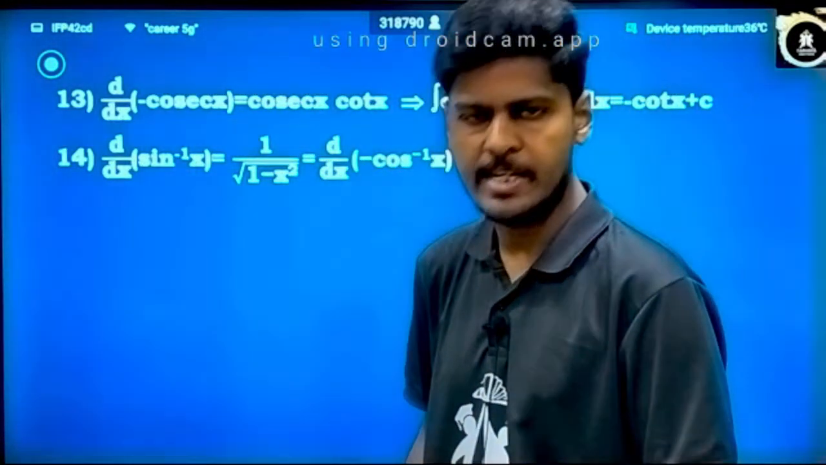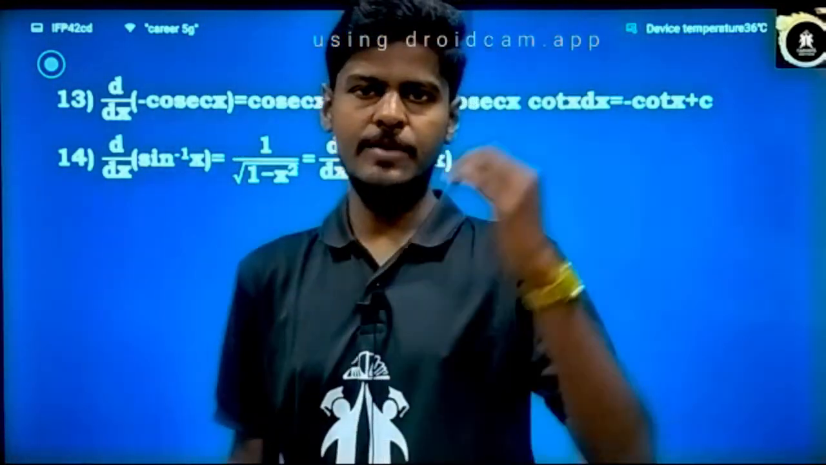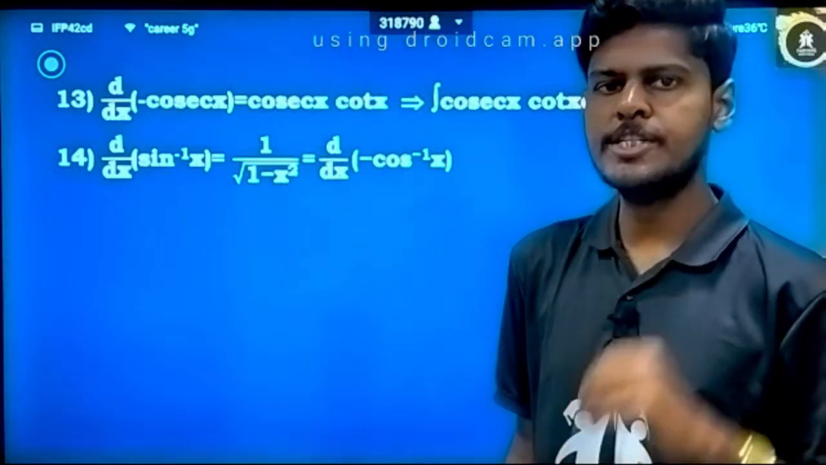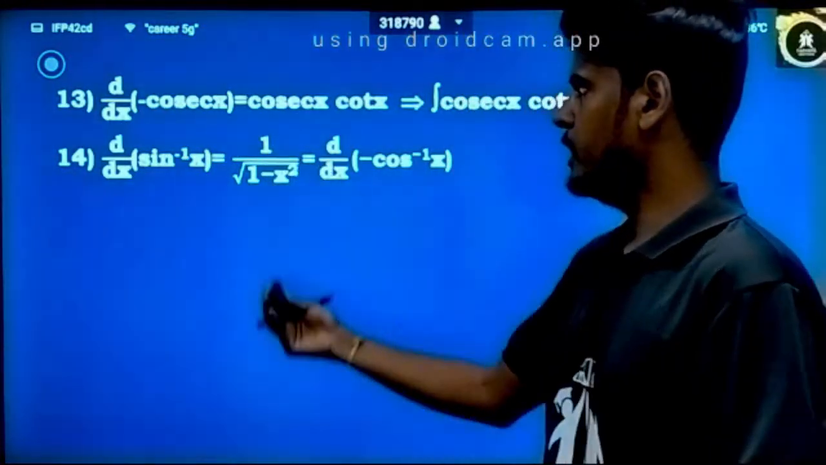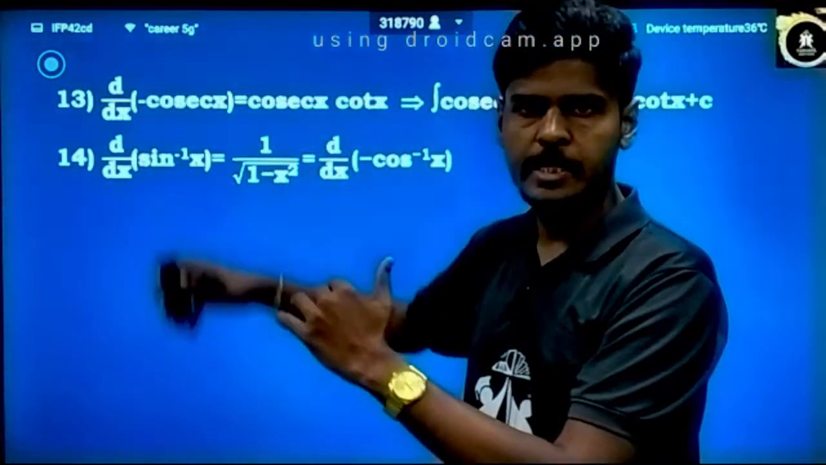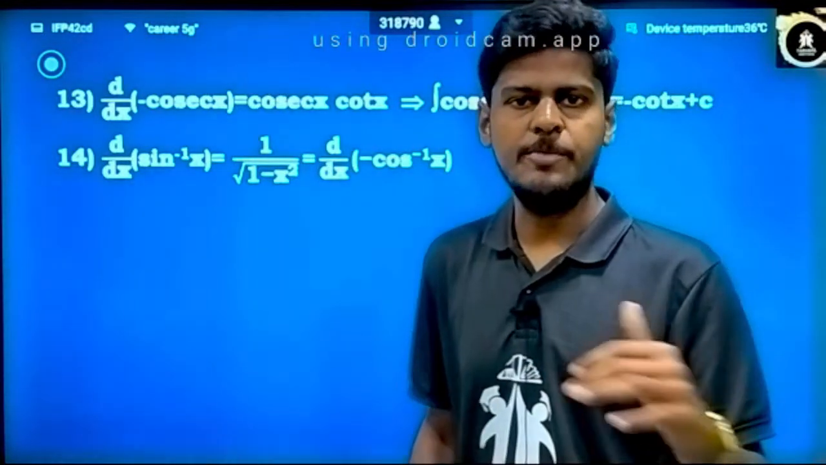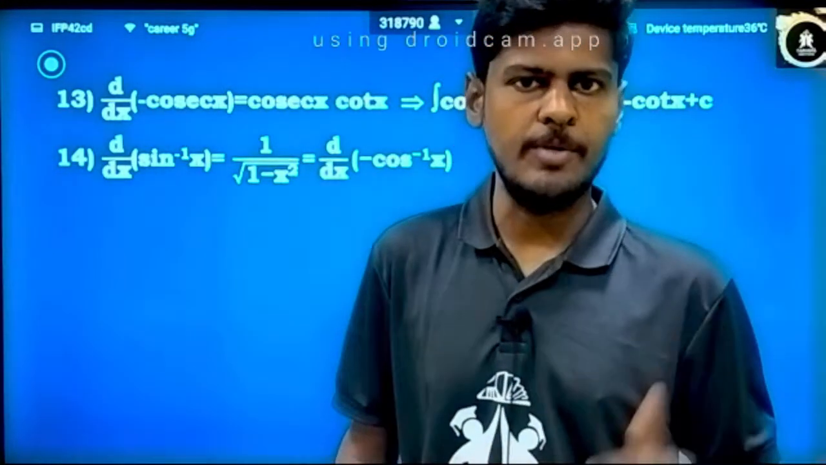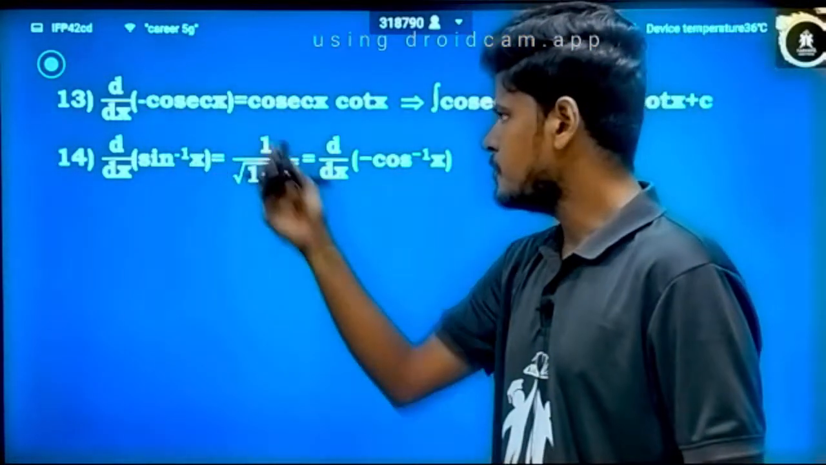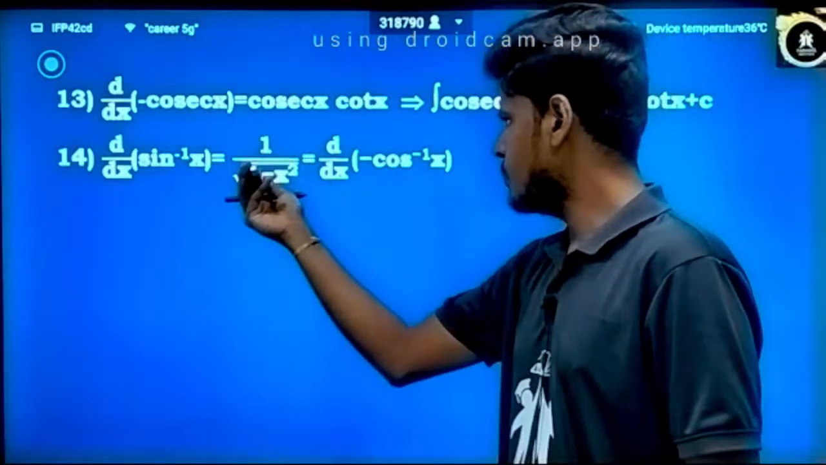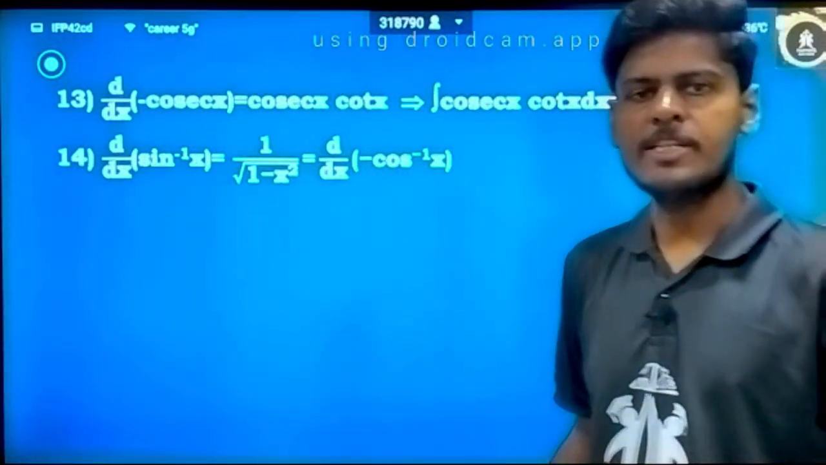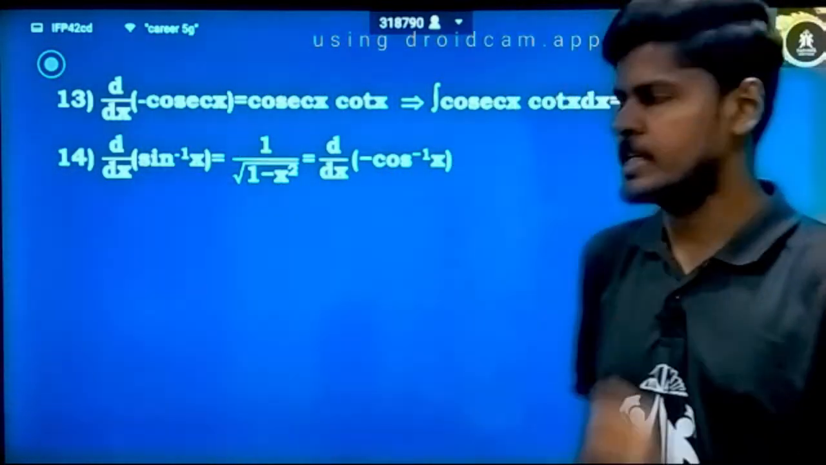Now we will come to inverse trigonometric functions. Up to now we have seen algebraic functions, exponential function, log function, trigonometric function. Whatever formula we have seen until now, all are very very important formulas, students. You should remember all these formulas. And now differentiation of sine inverse is 1 by root of 1 minus x square, and differentiation of cos inverse is minus 1 by root of 1 minus x square.